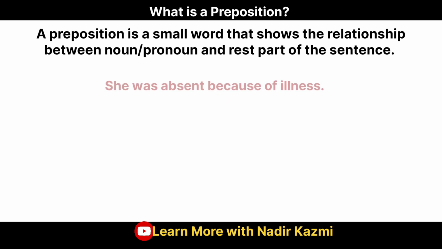Another sentence, she was absent because of illness. Here in this sentence, because of is a preposition because it is telling the relationship between her absence and illness. Means what is the relationship between her absence and illness? She was absent because she was ill. She was unable to come. That's why the reason behind her absence is illness. Because of is showing that relationship.